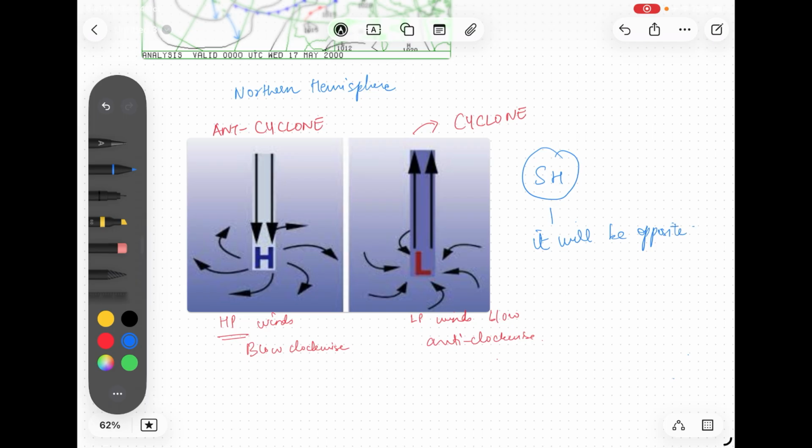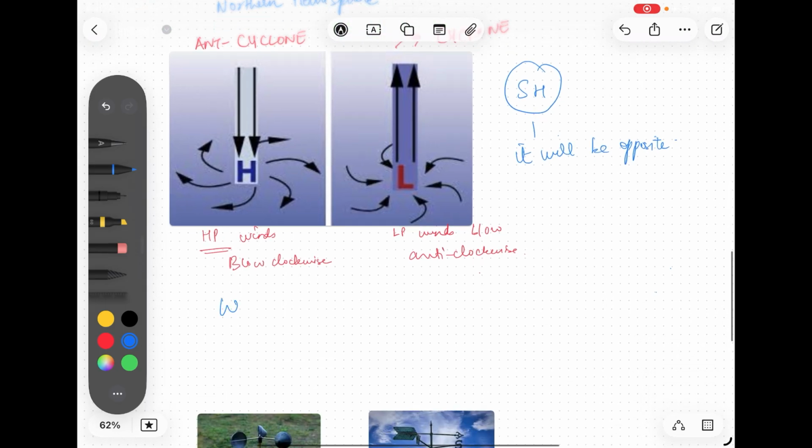Now what is important is how the winds blow, what is the direction in which they blow. So what is wind? Horizontal motion of air.